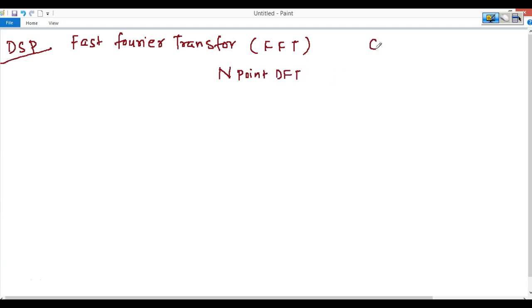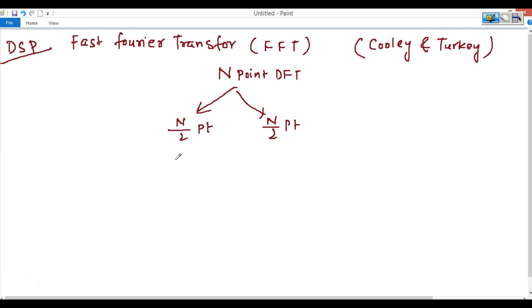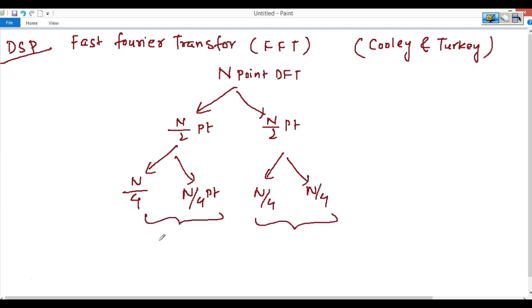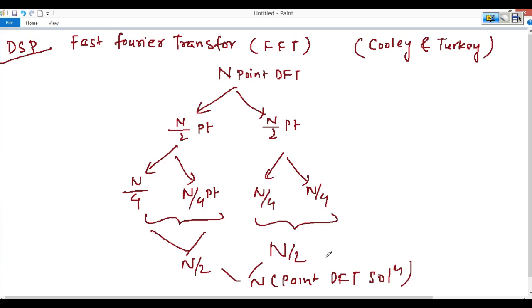The scientists were Cooley and Tukey. They defined this by using the divide and conquer method. They divided the N-point problem into N by 2 and N by 2 point DFTs, and the N by 2 into N by 4 and N by 4 point DFTs, and they solve these small problems. And then finally they merge them and they become your N-point DFT solutions. So this is the method.